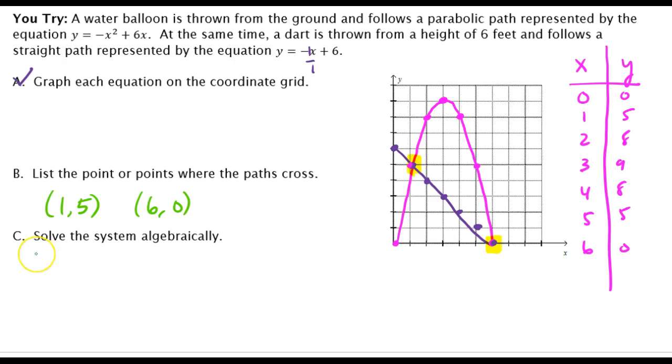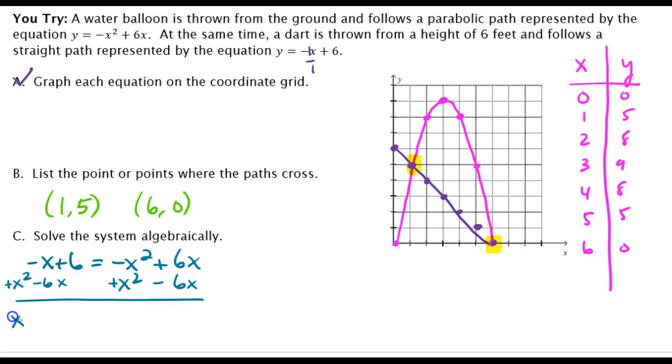So I'm going to say negative x plus 6 equals negative x squared plus 6x. And then I'm going to move everything to the right. Normally, I like to put my quadratic on the left, but because it's negative, I'm putting it on the right, and that way we can move it and it will become positive. So I'm going to add x squared to both sides, and it's going to go all the way off to the side. And then I'm subtracting 6x from both sides. So I would have x squared minus 7x plus 6, and then everything on the right cancels out, giving me 0.